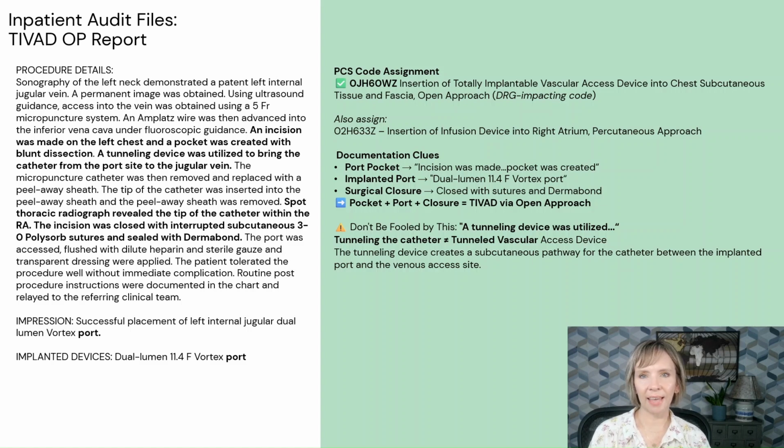In this case, the catheter connects to an implanted port located within a surgically created pocket. With a tunneled vascular access device, the catheter instead goes through that tunnel to exit the body in a separate external exit site, leaving a portion of the device external to the patient. So despite documentation describing tunneling, the documentation in this case supports assignment of a TIVAD with an open approach, not a tunneled vascular access device.